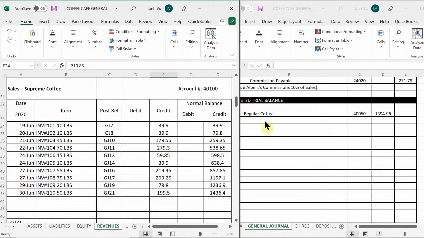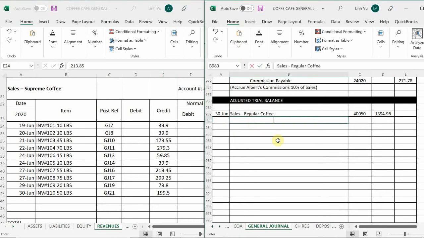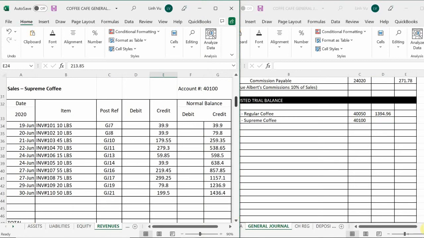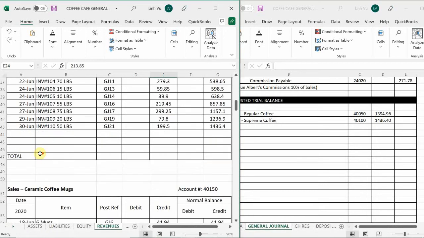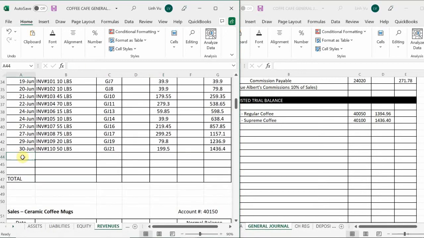Our next account is sales for supreme coffee, account number 4100, for the amount of $14,36.40. And that should bring my account balance to zero.